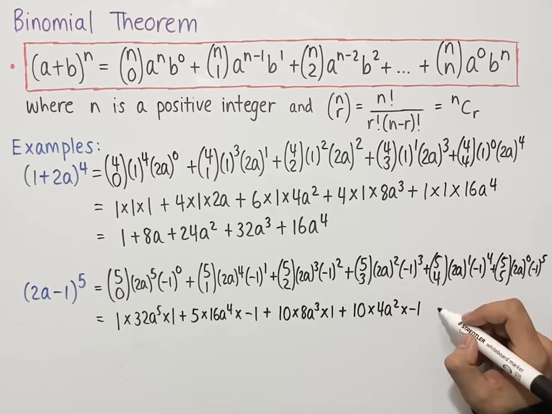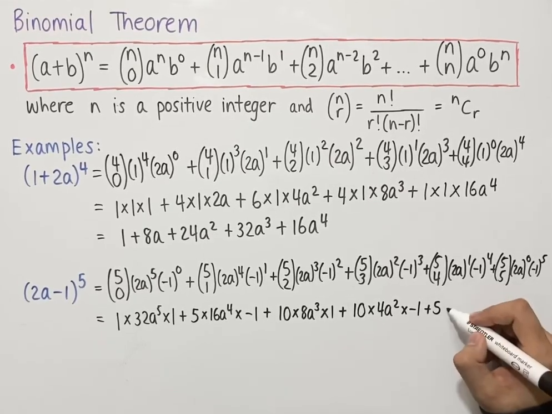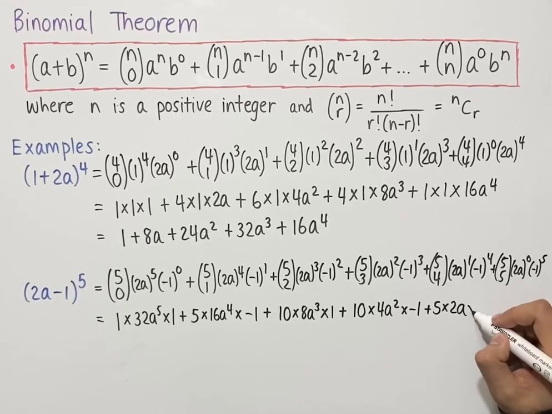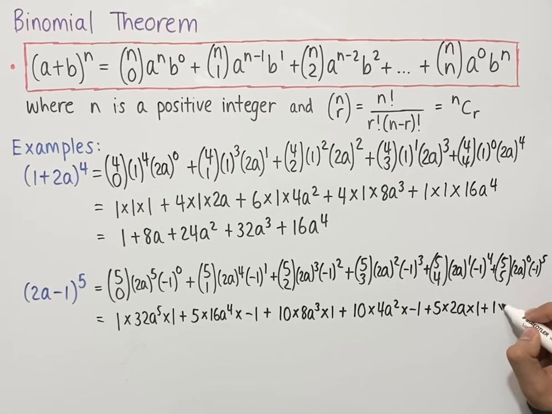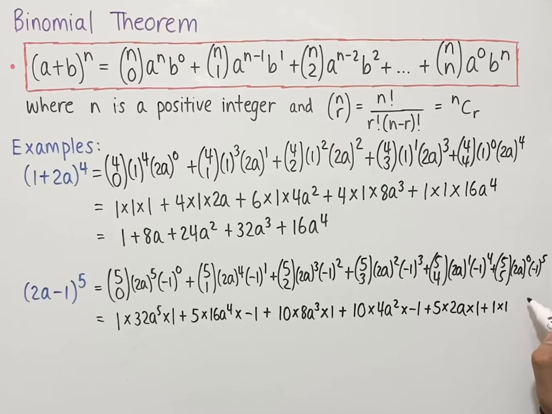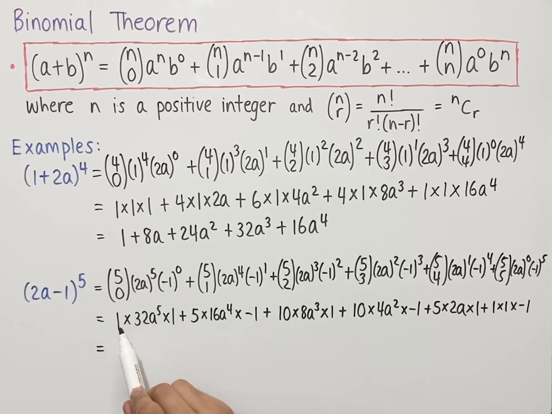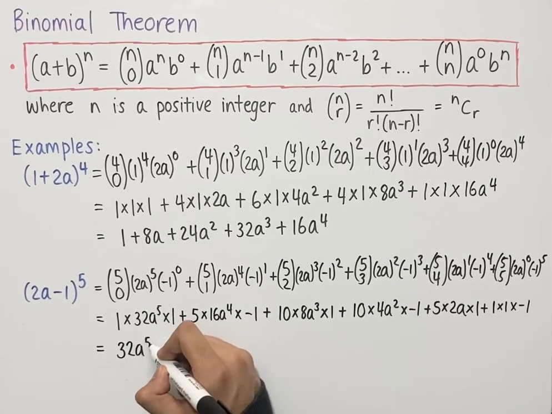Next term is 5 choose 4, which is equal to 5. And then 2a to the power of 1, which is 2a. And then minus 1 to the power of 4, which is 1. Next term is 5 choose 5, which is equal to 1. 2a to the power of 0, which is equal to 1. And minus 1 to the power of 5, which is equal to minus 1. If we now simplify this further, we get the following. So 1 times 32a to the power of 5 times 1 is 32a to the power of 5.